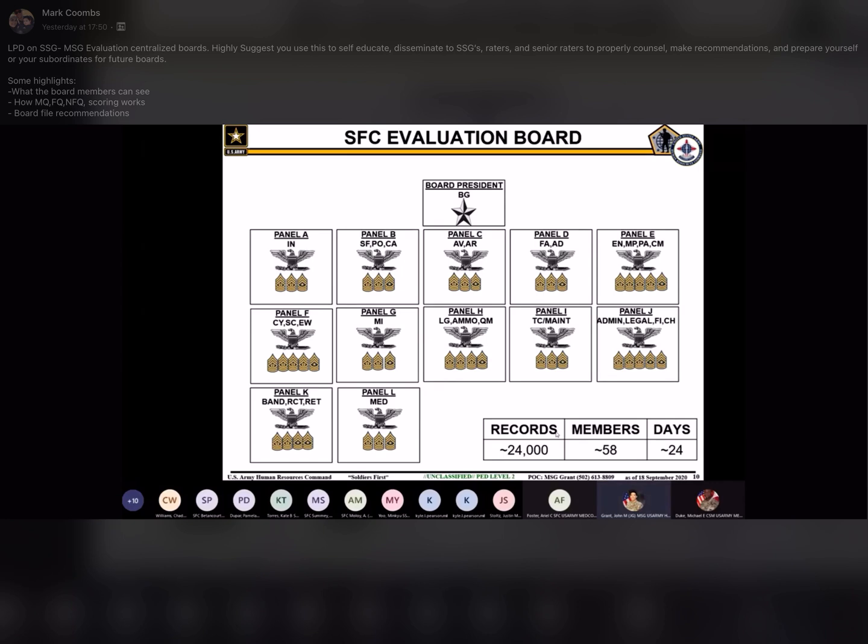So if you look at panel Charlie, that's aviation and armor. Because that panel is identified as aviation and armor, that means if you are an aviation or an armor MOS, you will be seen in panel Charlie. But that also means the membership breakdown is split. So that colonel is going to be either aviation or armor, and those 2 command sergeants major and that 1 sergeant major will be either aviation or armor.